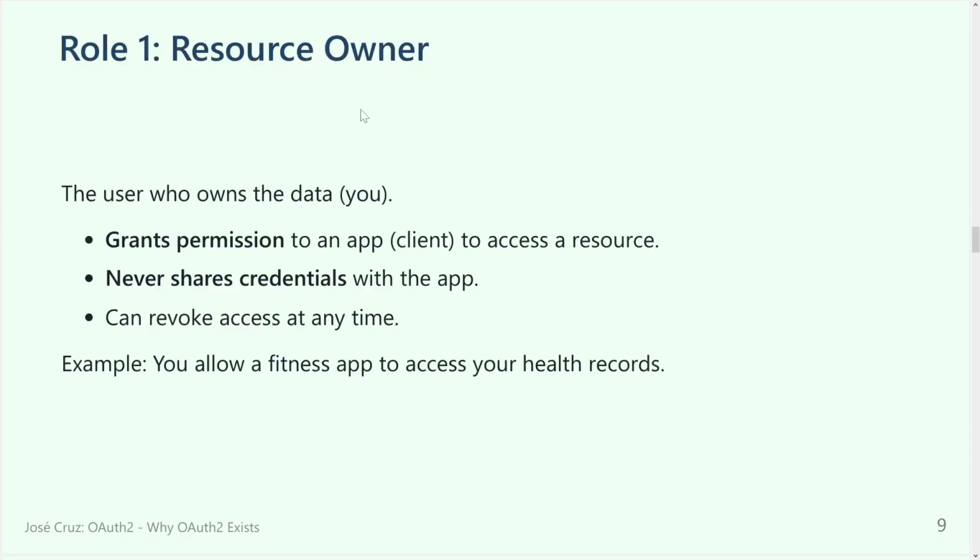So here are some details so we can summarize each one of the roles. With the resource owner, the user who owns the data, you or me, grants permission to an app to access a resource. Okay, it grants permission when we authenticate. It's not before, it's when we need. It never shares credentials with the app.